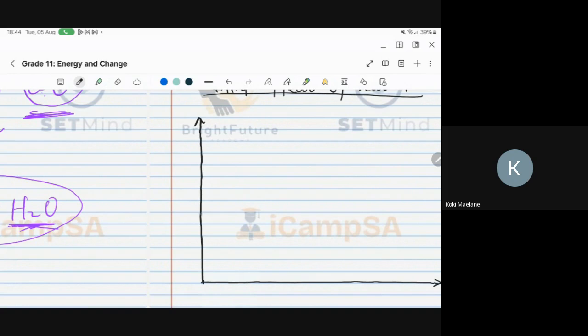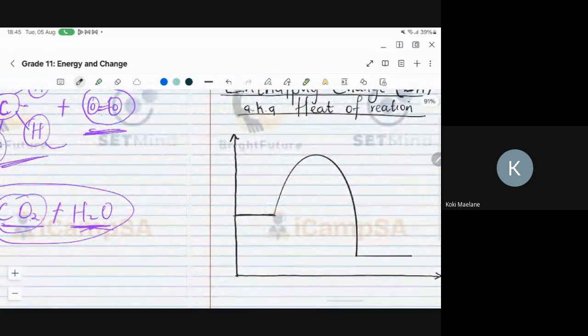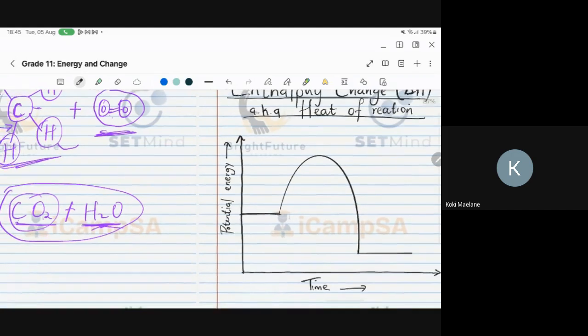Typically you'll find something like this, and then it goes all the way there, and then all the way there, right? Something like this. The axis will be labeled as always, potential energy, or potential energy per mole, or something else. But these axes you will be given. You don't have to memorize them, you just have to know what they mean. And then you have your time, usually in seconds.